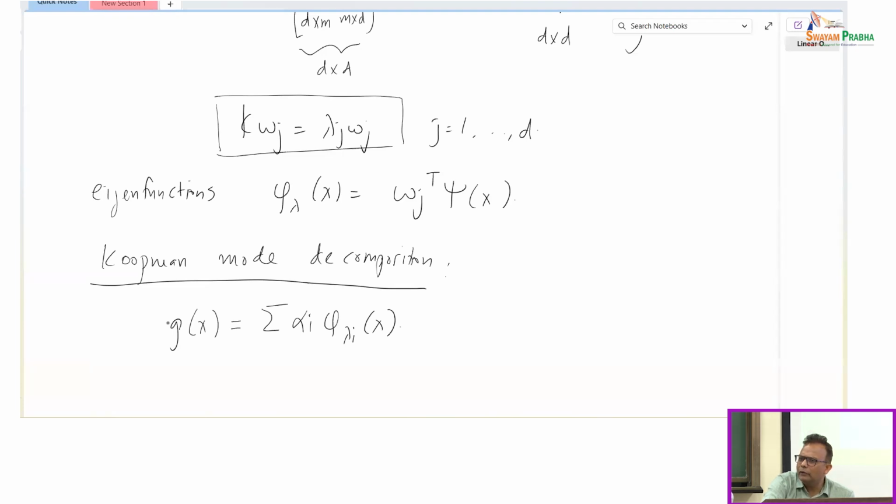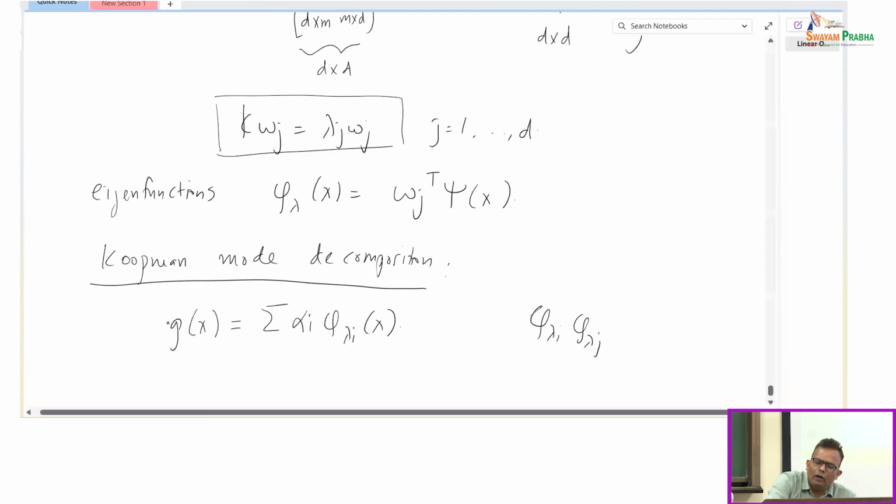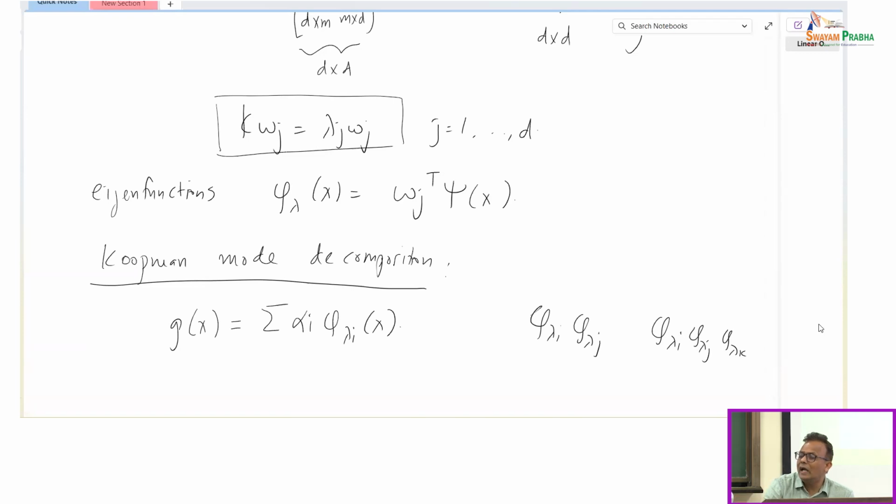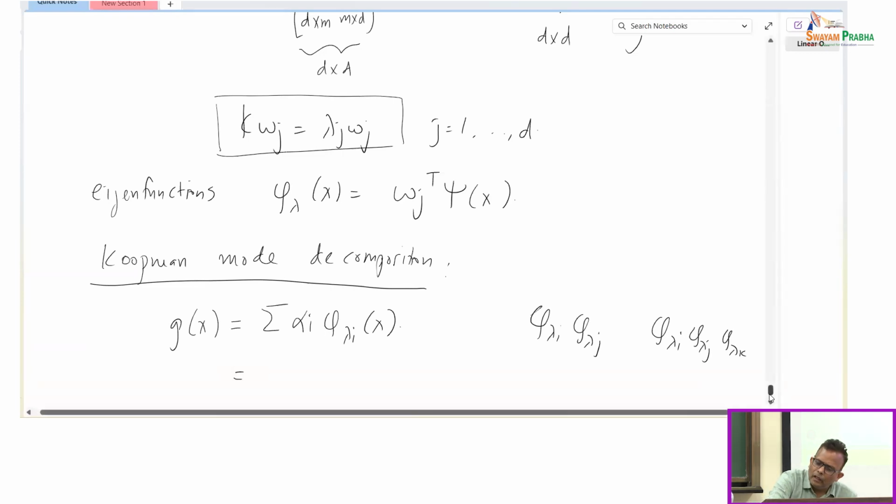And in fact, it doesn't have to stop here. I could use phi lambda i times phi lambda j also as a basis function. Not only that, I could also use phi lambda i, phi lambda j, phi lambda k, and I can keep on doing this till infinity. So from these d eigenfunctions, because I'm using d lifting functions, I could construct infinitely many eigenfunctions. So if I want to write that down mathematically, how will I write it down?